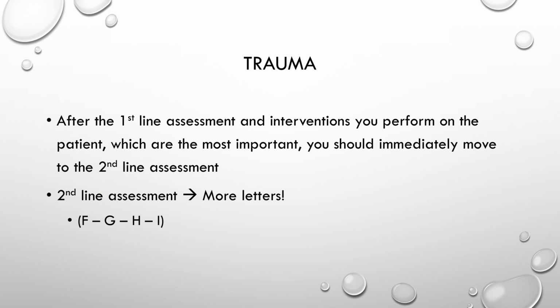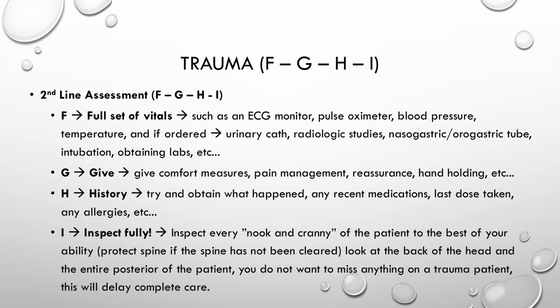Continuing on, after the first line assessment and interventions you perform on the patient, which are the most important, you should immediately move to the second line assessment. The second line assessment, which is more letters, F, G, H, I. In the second line assessment, F stands for full set of vitals, such as an ECG monitor, pulse oximeter, blood pressure, temperature, and if ordered, a urinary cath, radiologic studies, a gastric tube, intubation, and obtaining labs and things like that. G stands for give, so you want to give comfort measures, pain management, reassurance, hand-holding, etc.